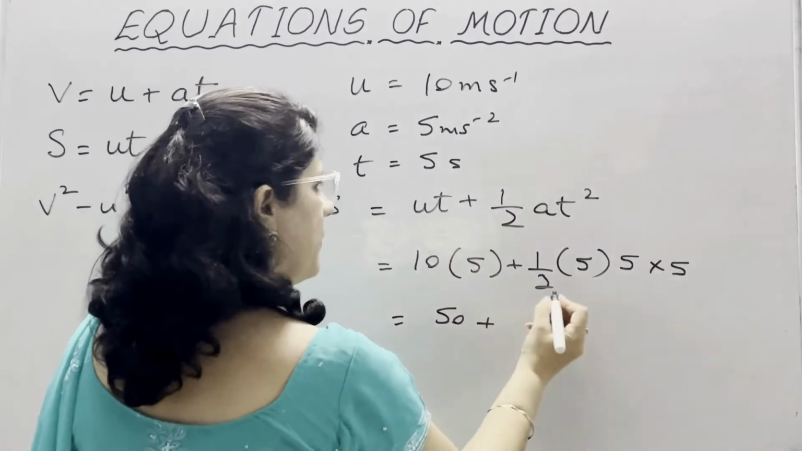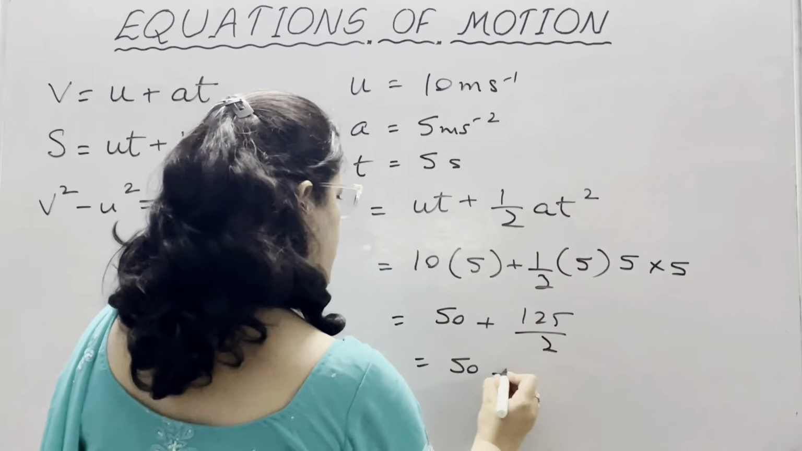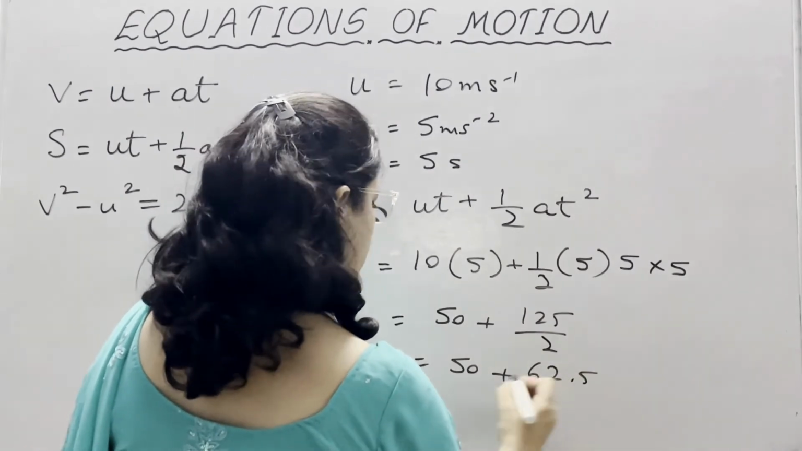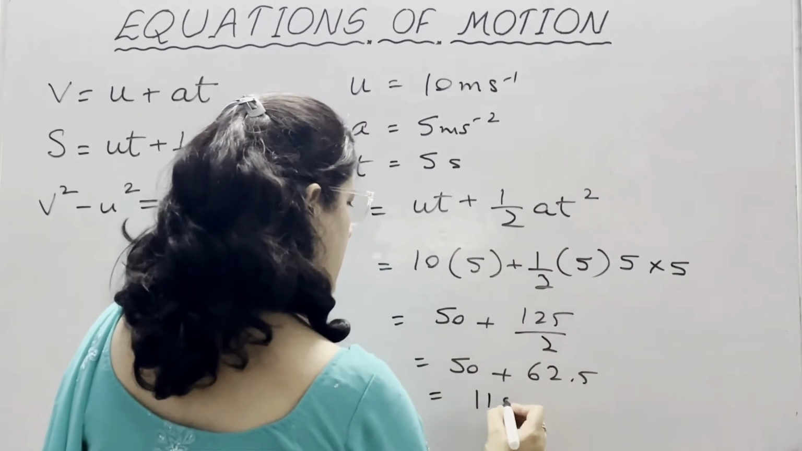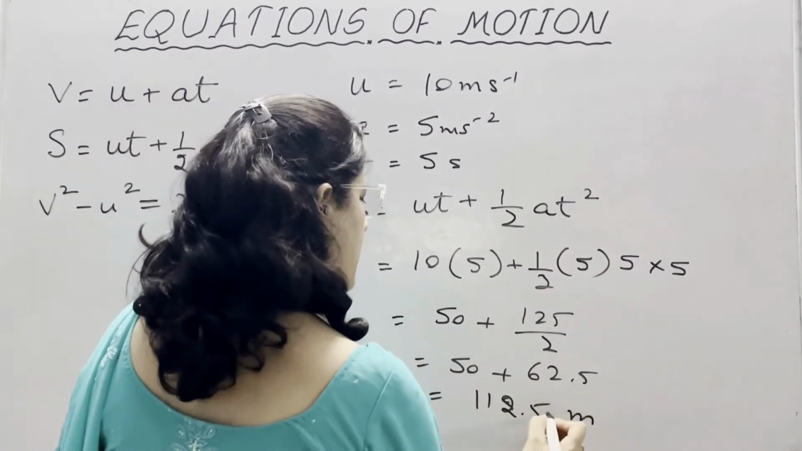Now 50 plus 125 divided by 2. 50 plus 62.5 is 112.5. So this is the distance and it is given in meter.